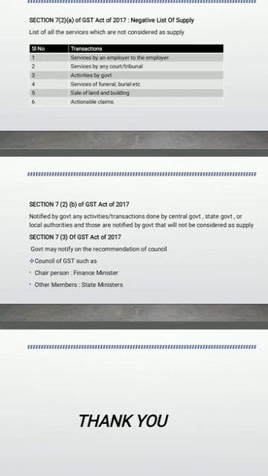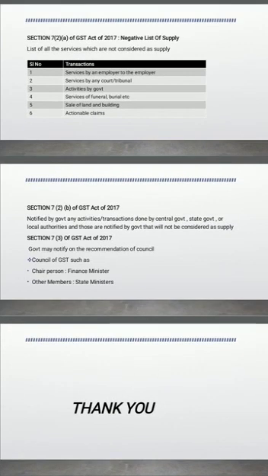Next, Section 7 subsection 3 of the GST Act of 2017. Government may notify on recommendation of the council. Government has a GST Council, which includes the chairman and other members. The chairman is the finance minister, other members may be the state ministers, etc. Based on the GST Council, the government will specify certain things: which are goods, which are services. They will specify these are the goods, these are the services, these are treated as the supply of the services and all. So this was about Section 7 subsection 3 of the GST Act of 2017. Based on the recommendation of the council, the supply is considered.